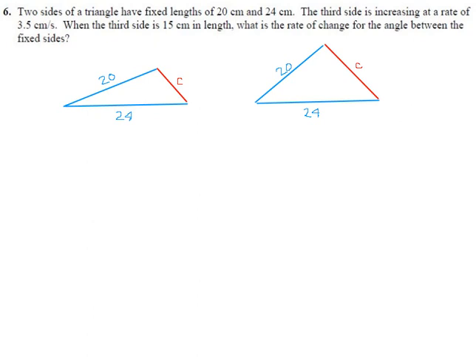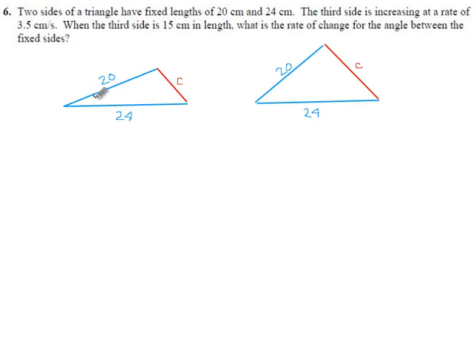All right, two sides of a triangle have fixed lengths. I've shown this triangle as it's described in a couple of different positions. We have two sides that are locked in at 20 and 24. Here they are again. And then this third side is getting stretched, and as it gets bigger, it's spreading the 20 and the 24 further apart.